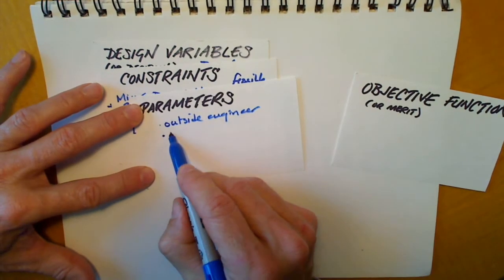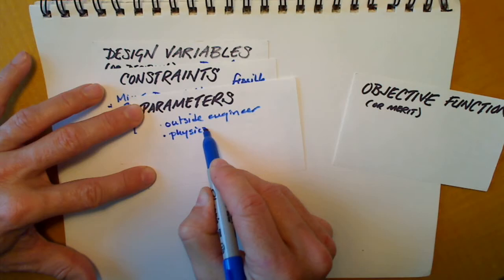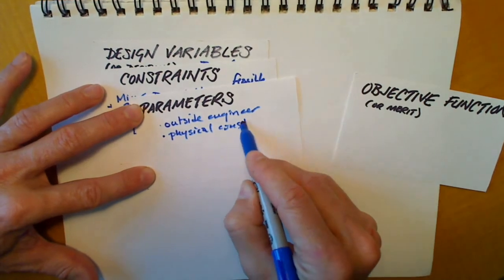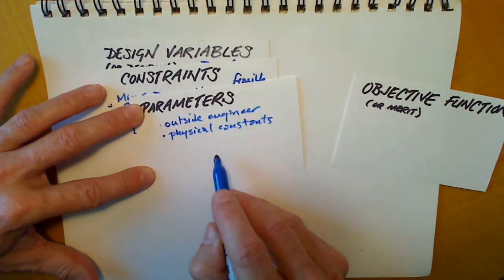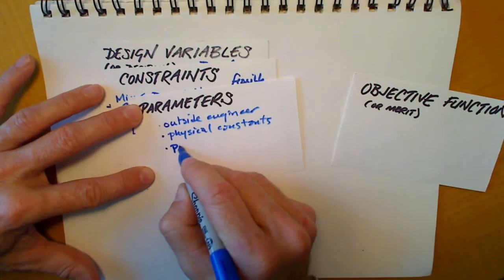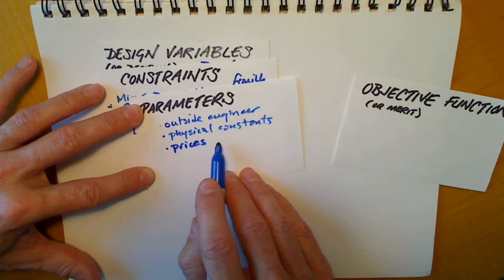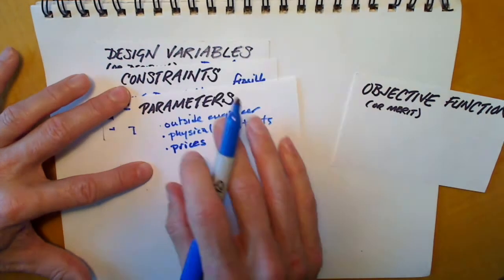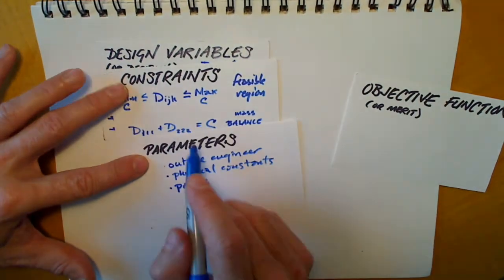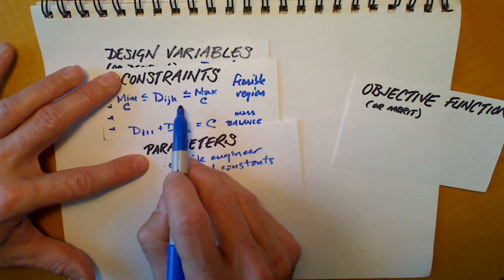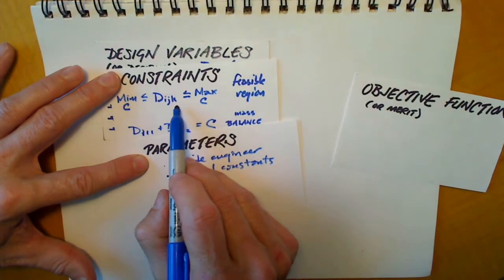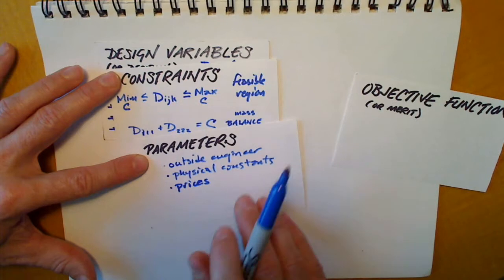So what could that be? It might be things like physical constants. You don't get to decide the acceleration of gravity, you just have to live with it. But more common are things like prices or costs. These are outside the engineer's control, but they certainly work into the design model. They just don't put a bound, not a direct bound perhaps, on the feasible region.